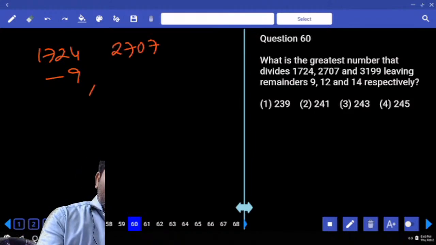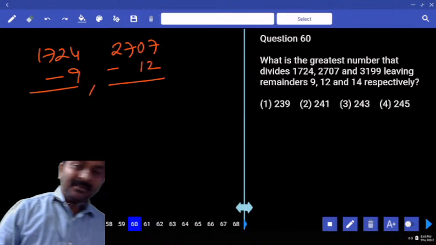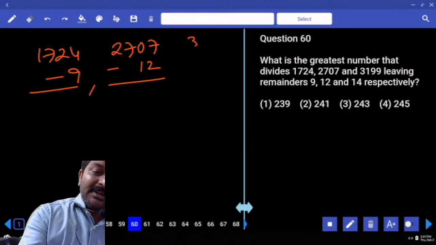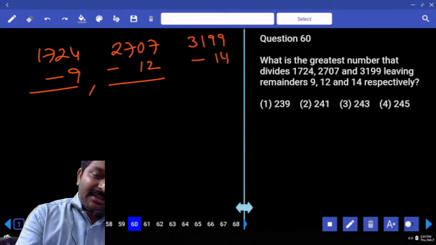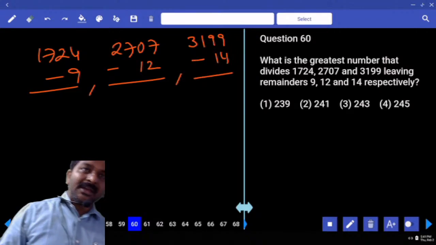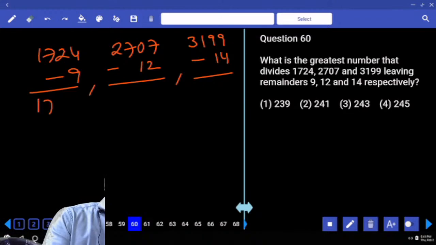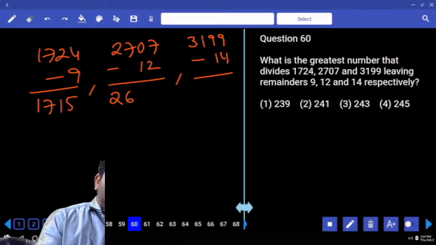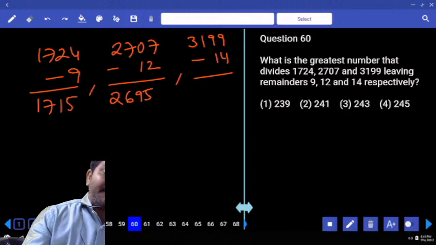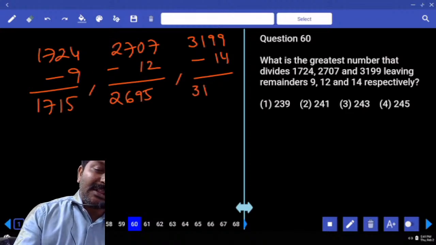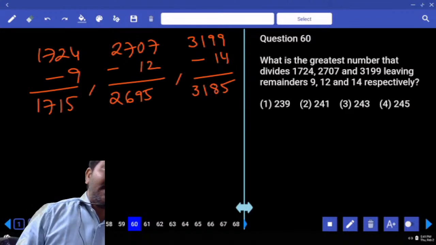2707 is the original number. In this 12 extra we have. I will subtract it. I don't want the remainder. Third number 3199, in this 14 extra we have. I don't want that number also. Okay. Subtract 9 from this number. 17, 15. Now this becomes 26, 95. This becomes 31, 85. Yes?